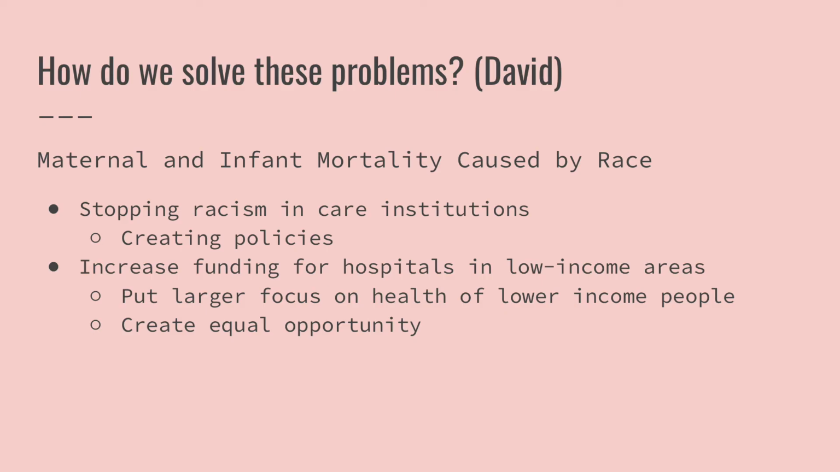Secondly, we will look at the solutions to solving race-related maternal and infant mortality. The first solution is stopping racism in institutions of care. Although there is no easy way to do this, policies that punish these kinds of actions are a step in the right direction. Next, we must address how to solve the problem of worse prenatal care for people of color. Although it is not true for all African Americans, a large population of minorities live in lower income areas. So increasing hospital funding in these areas would be a potential way to help solve the problem of higher maternal and infant mortality rates among black women.